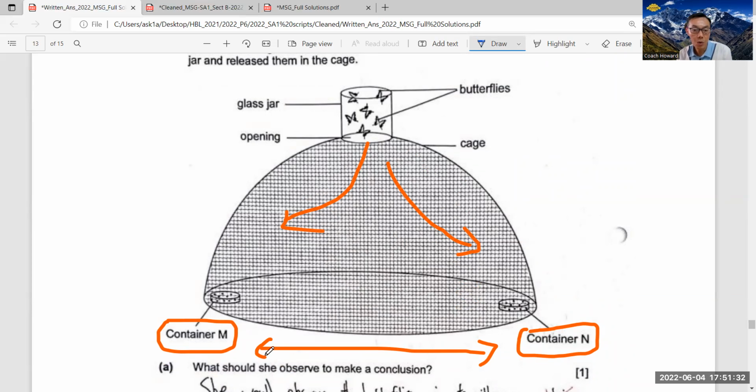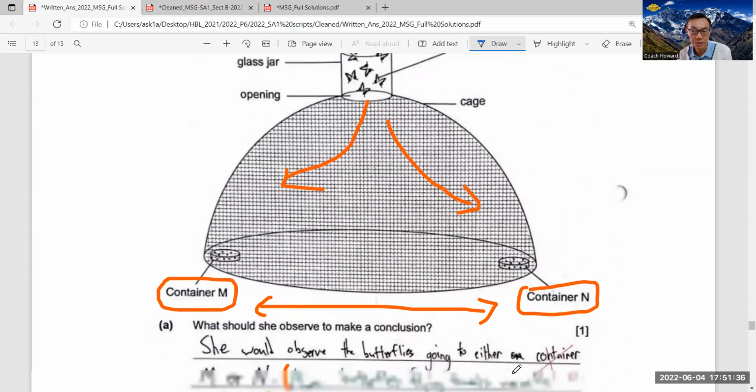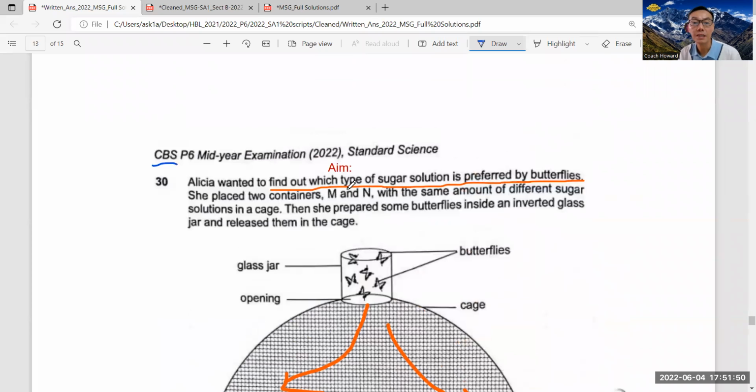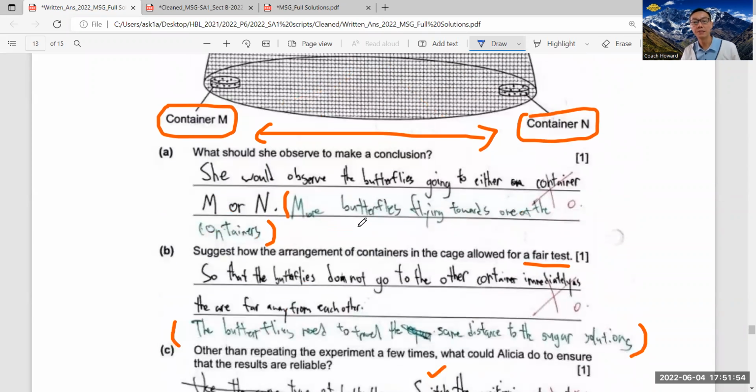So now the question says, what should she observe to make a conclusion? So the answer is quite straightforward. You can see here, this is the conclusion. More butterflies flying towards one of the containers because they want to find out which type of sugar is preferred, right? So the conclusion will be, okay, more butterflies flying towards one of the containers. So there's the answer here, which I bracketed here.